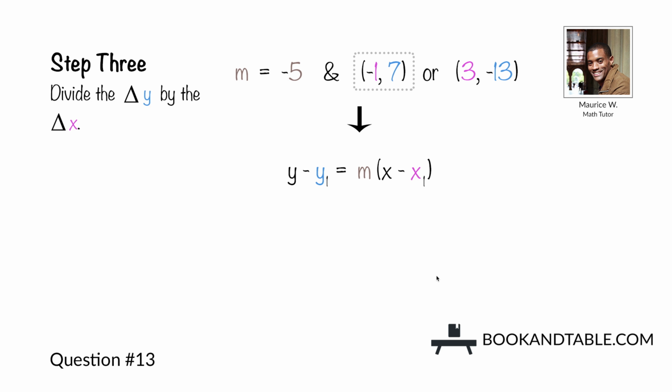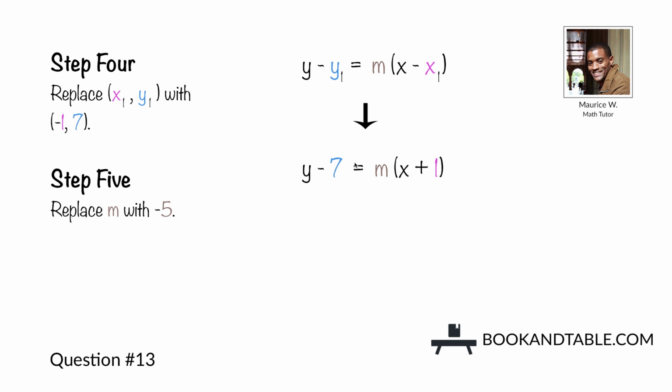And now we use the slope and the first point in the point slope form, or we can use the second point and the slope in point slope form, and we'll wind up with the equation of this line. Step 4, replace x1 in the point slope form with the x-coordinate of our point, -1. X minus -1 is the same as x plus 1. Y minus 7 on the left-hand side. Step 5, replace m with -5. Now we have the information we need to figure out this equation.